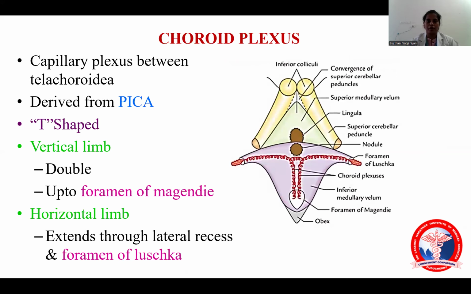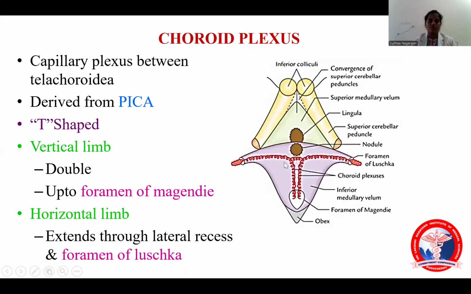Now let's see about the choroid plexus. It's a capillary plexus present between the tela choroidea. It is derived from the posterior inferior cerebellar artery. It is T-shaped, with a vertical limb and a horizontal limb. The vertical limb is double, and it extends up to the foramen of Magendie. The horizontal limb extends through the lateral recess to the foramen of Luschka.